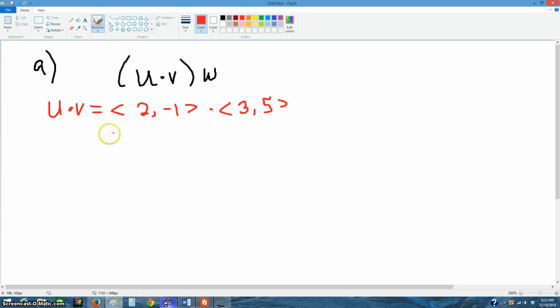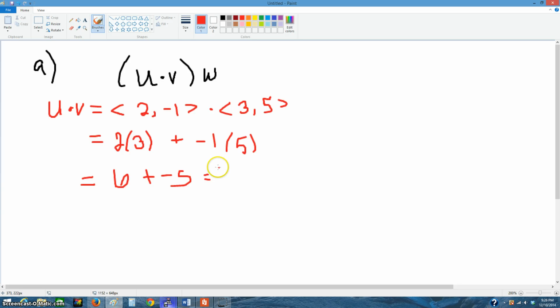Okay, now remember the meaning of dot product is first component times first component, and then second component times second component. And then you add those together. So let's see, we get 6 plus a -5. Remember, if you do not know how to add or subtract in your head, use that calculator, because some of y'all made simple mistakes on your last test just because you were trying to do it in your head. 6 plus -5, or in other words, 6 minus 5, is equal to 1.